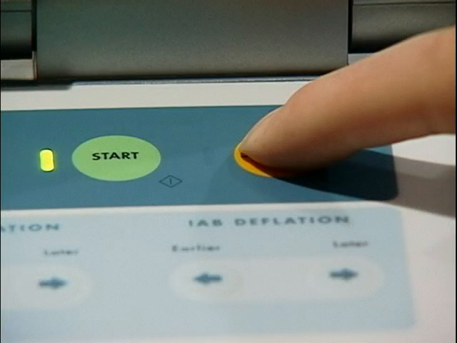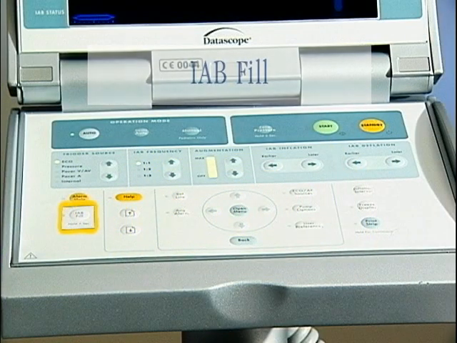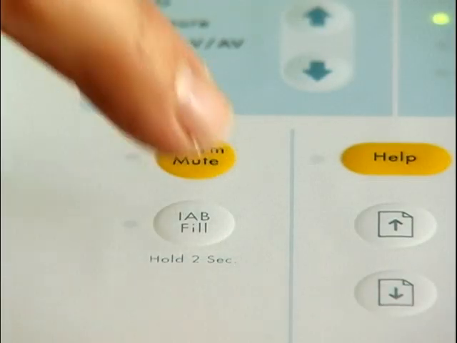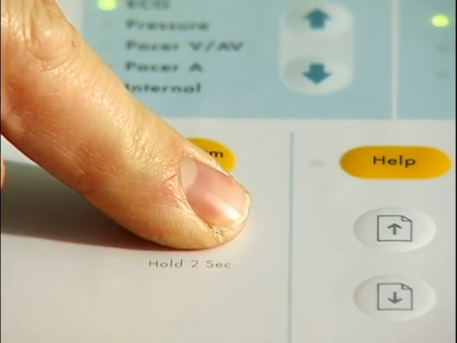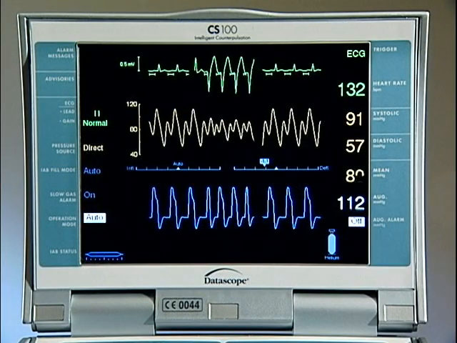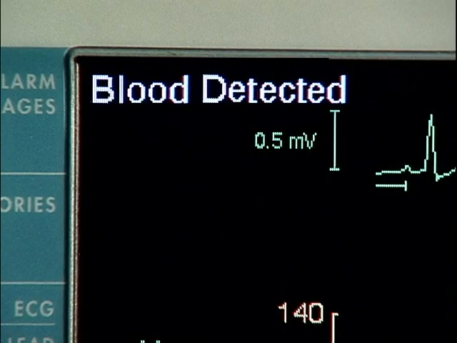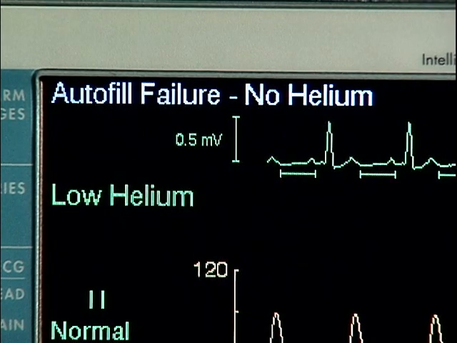Before resuming cardiac assist, verify that all the connections are leak-free. Then, if instructed, fill the IAB by pressing the IAB fill key here for 2 seconds. Then, resume pumping by pressing Start. The remaining 3 pneumatic system alarms are "Check IAB Catheter," "Blood Detected," and "Autofill Failure, No Helium."